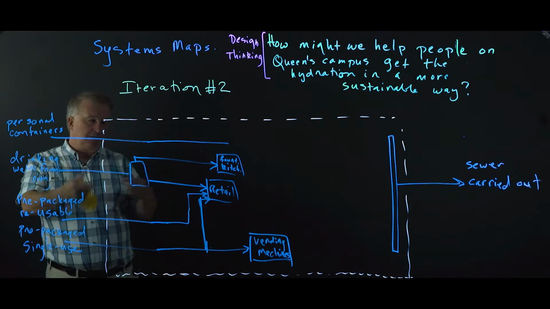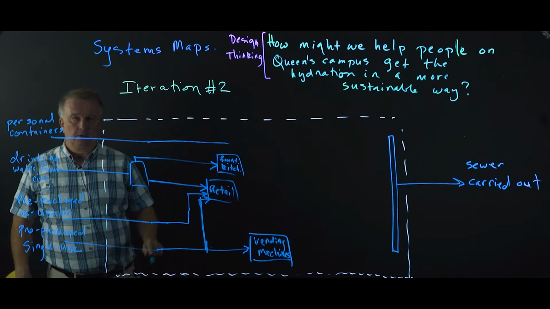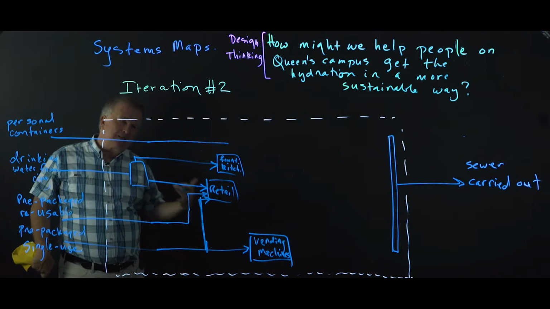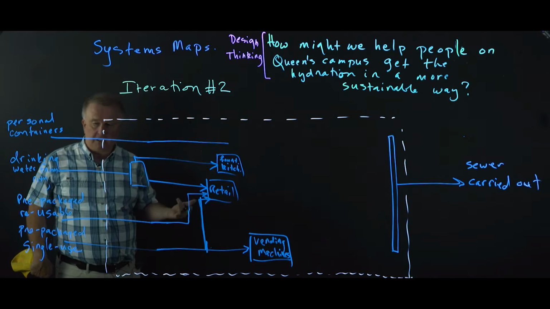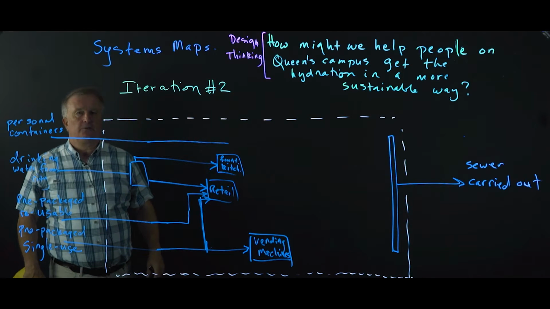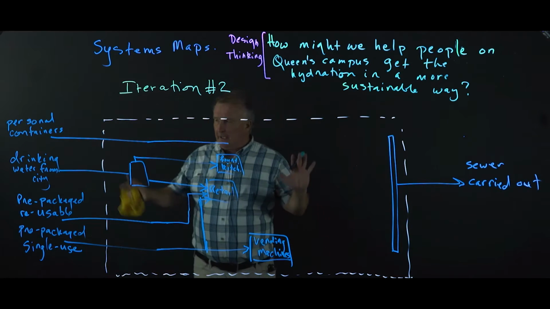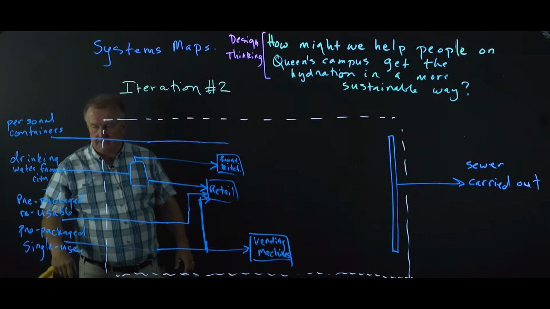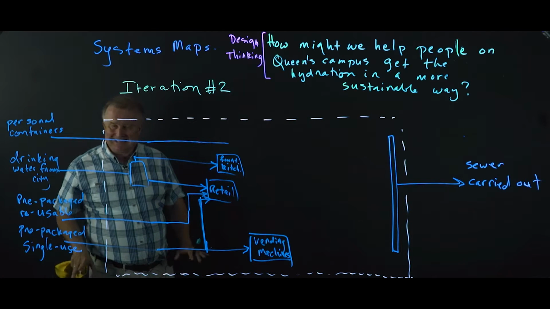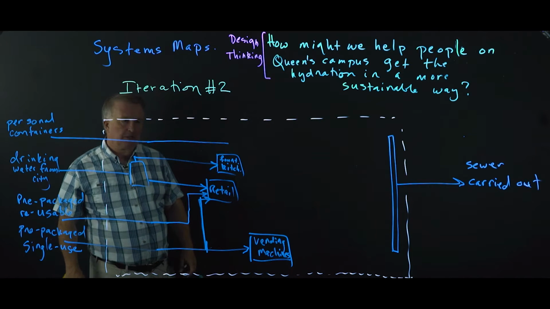Okay? And so you can see that even in the process of drawing this iteration number 2 map, I'm well on my way to iteration number 3, because I keep asking and critiquing the diagram that I'm making and saying, okay, hold on a sec, how much detail do you really need? Okay? So here we go. Personal containers, drinking water from the city, prepackaged reusable, prepackaged single use. I think I've captured all of the main ones, okay?